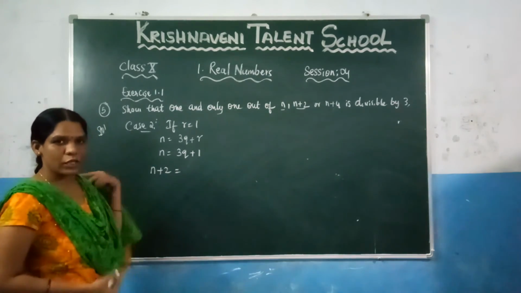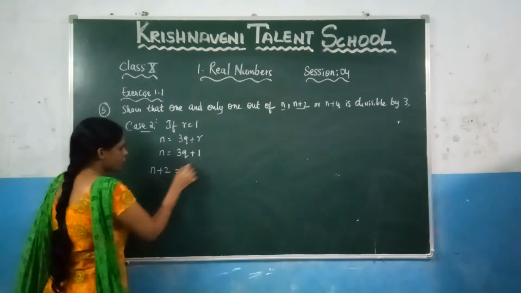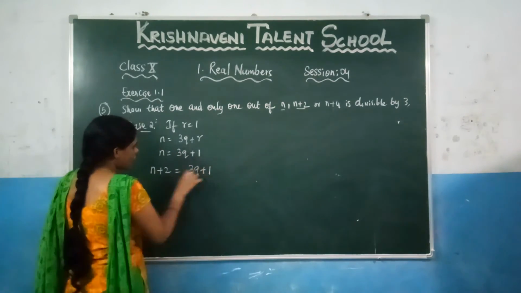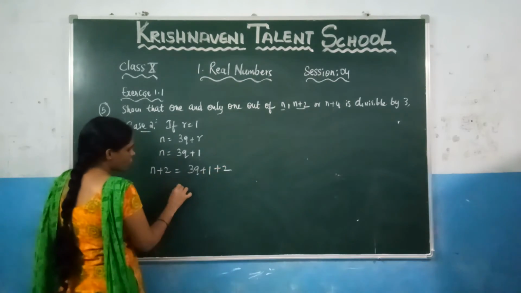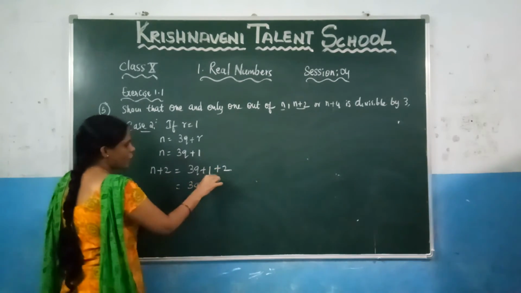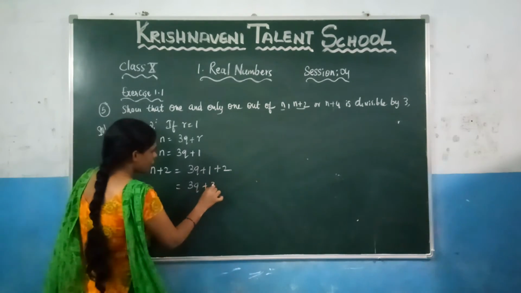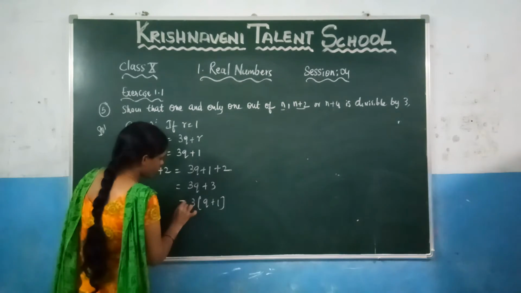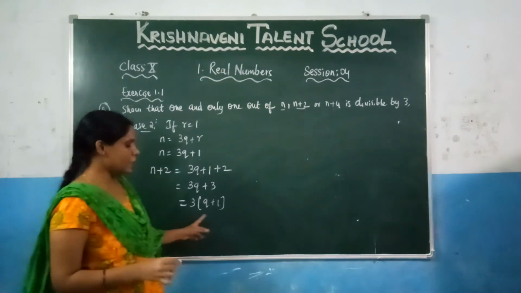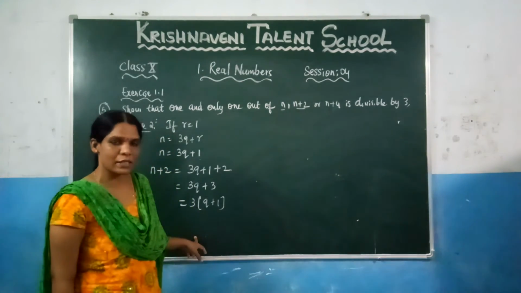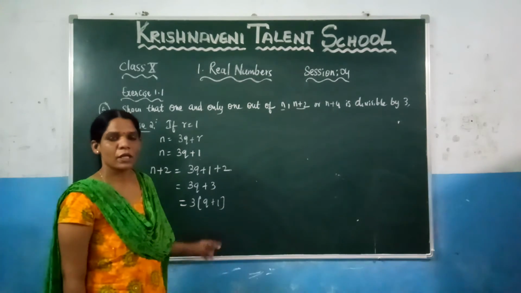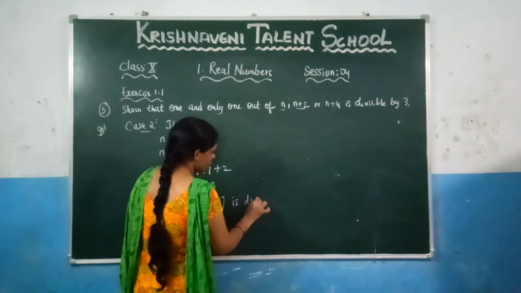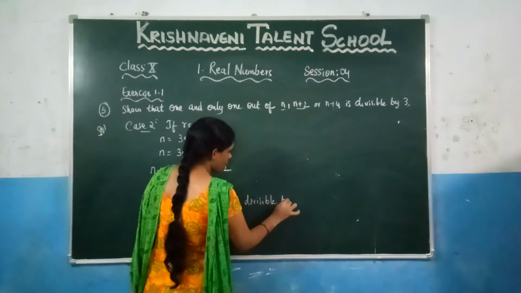Now what is the value of n we got, which is 3q plus 1. So in place of n, write it here 3q plus 1, and plus 1. So 3q plus, what is the value of 1 plus 2, which is 3. And again here you can take 3 common, so that you will get 3 into q plus 1. And you know that it is divisible by 3 because here 3 is there. Since it is a multiple of 3, you can say that it is divisible by 3. So write it here: is divisible by 3.